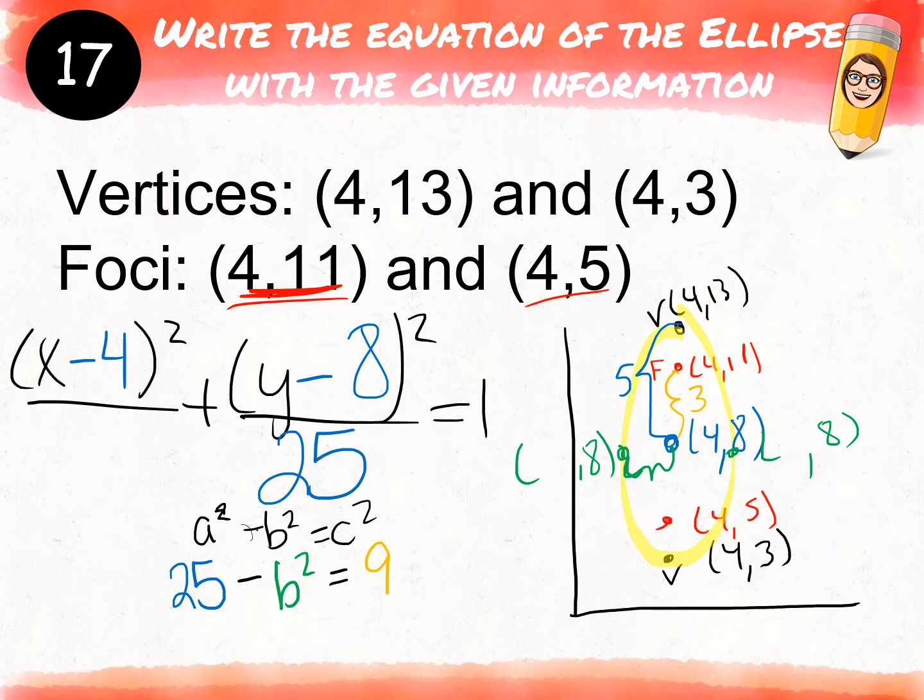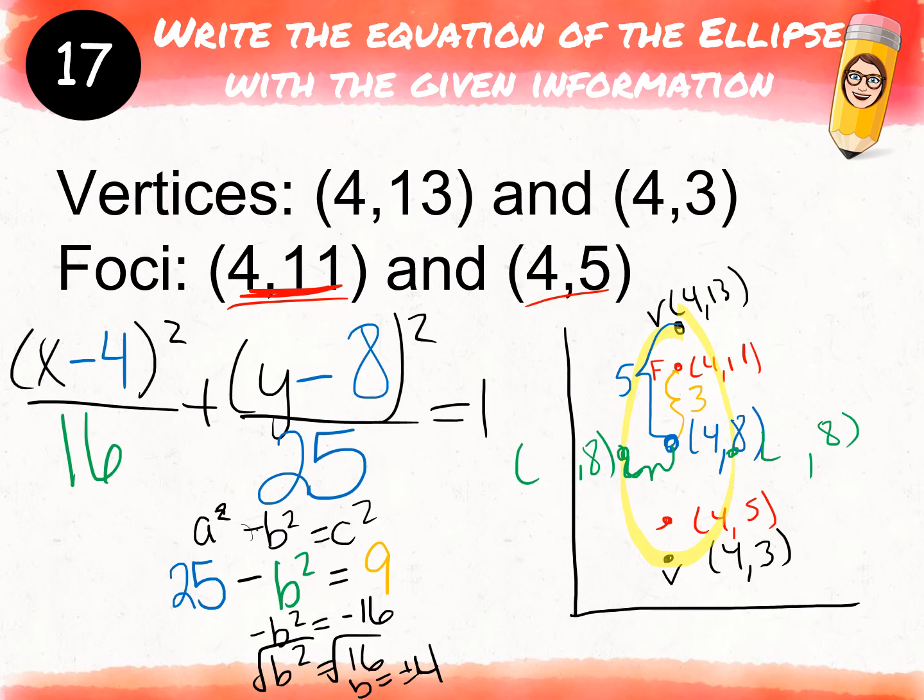We can solve this. This is just a regular equation. Let's subtract 25 to the other side. Negative 16. Let's divide by negative 16. The square root of 16 is positive and negative 4. Look at that, works out so nice. Okay, but b squared is 16, and in the formula, I actually want the 16, right? Because we take the distance squared.